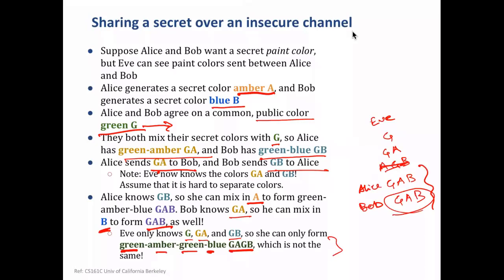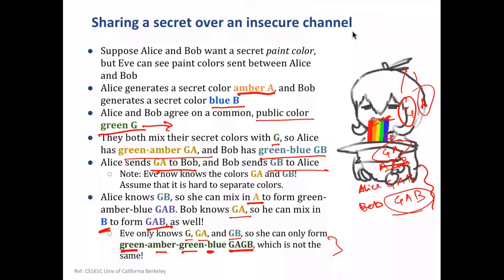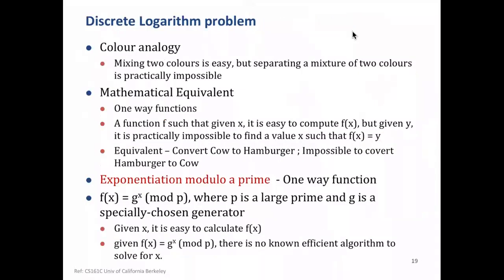Yes, sir. Okay. Now here the trick is that she cannot separate out the colors. From the GA that she sees, if she could separate out G and A, then she could do her job, but it's not possible to remove them. So from this color analogy, we can come up with a function. Mixing two colors is easy, but separating them is impossible.